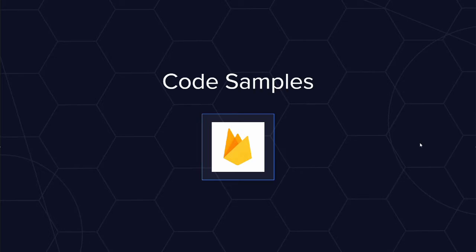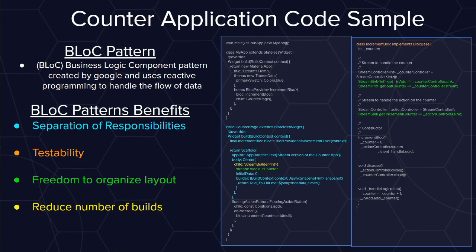In this part of the presentation, I will be talking through some code samples that will help give a good explanation for how reactive programming can be very beneficial. This here is a simple counter application written in Flutter or Dart that uses the BLoC pattern, or business logic component pattern, which was created by Google and uses reactive programming to handle the flow of data. Some benefits in using this pattern we will review are separation of responsibilities, testability, freedom to organize layout, and reducing the number of builds.